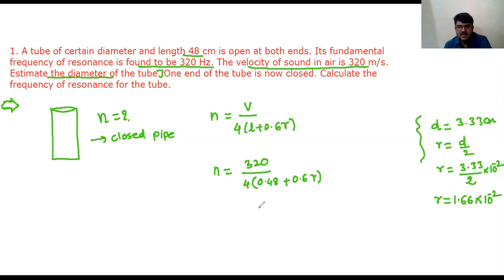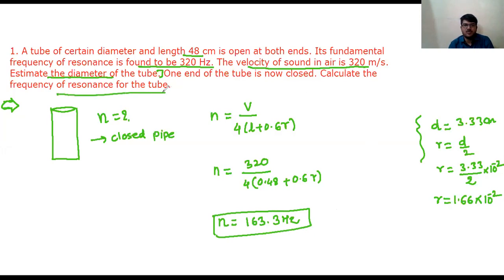Substitute this and solve. If you will solve this, you will get answer something like this, that is 163.3 hertz. Try to solve it. Just substitute the values. R already I have calculated here. Diameter already we got this. So why I have multiplied here with minus 2? Because we have converted from centimeter to meter. So substitute all these values, and this is 0.48. And just do this, you will get the answer, that is the frequency of resonance for the tube. Understood? Okay.